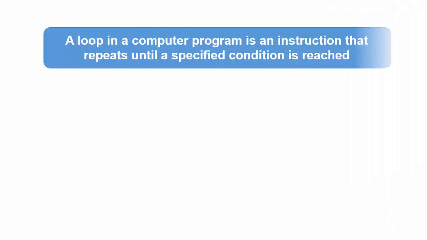A loop in a computer program is an instruction that repeats until a specified condition is reached. In a loop structure, the loop asks a question. If the answer requires an action, it is executed. The same question is asked again and again until no further action is required. This is called an iteration. A computer programmer who needs to use the same lines of code many times in a program can use the loop to save time.